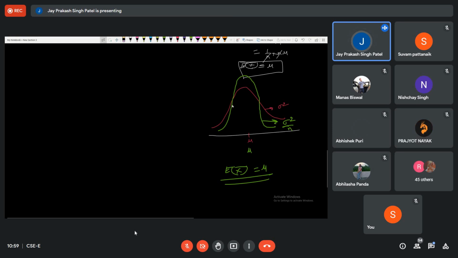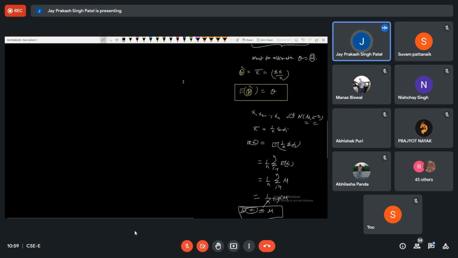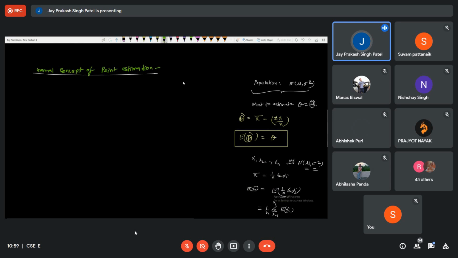So the estimator x bar, you can say, is an unbiased estimator. The first concept we are going to discuss is the unbiased estimator. An estimator whose expected value is equal to the population characteristic theta you want to estimate is called an unbiased estimator.